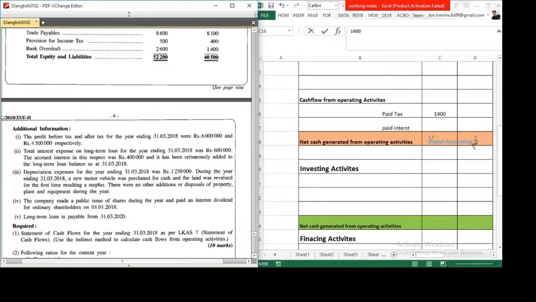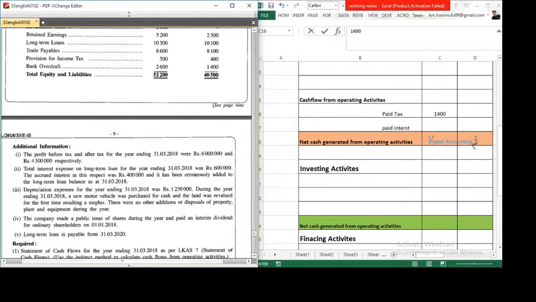We should know how much interest there was for the year. During the year, the given interest is 600, the 600 accrued interest they say. In this respect, 400 has erroneously been added to the long-term loans as at 31st March 2018. But 400 is an accrual. So we can easily get that only 200 is paid.